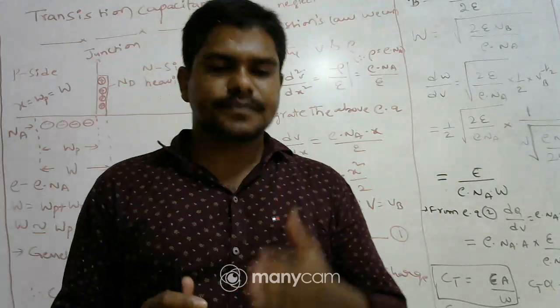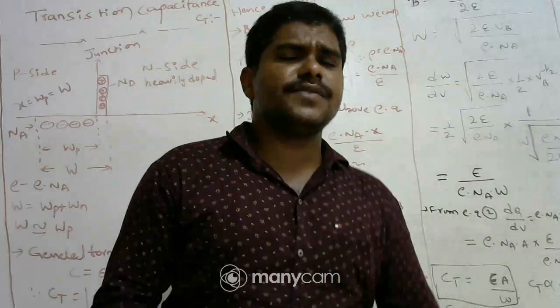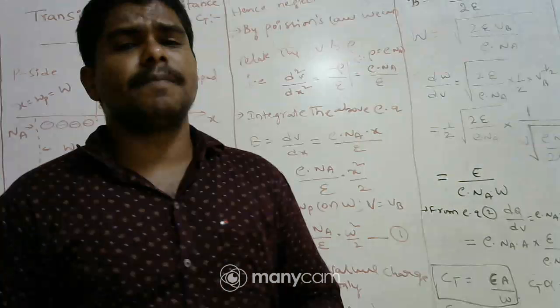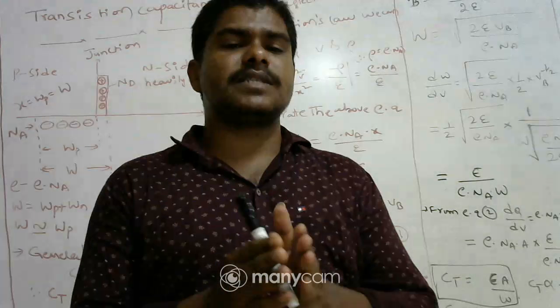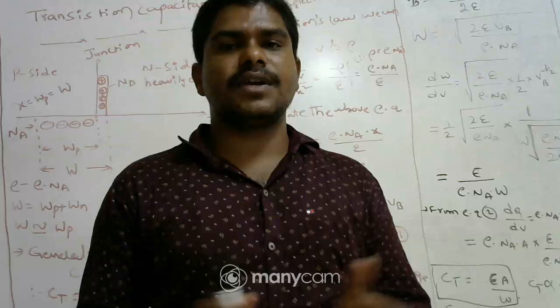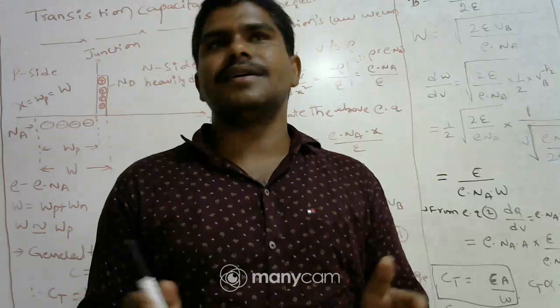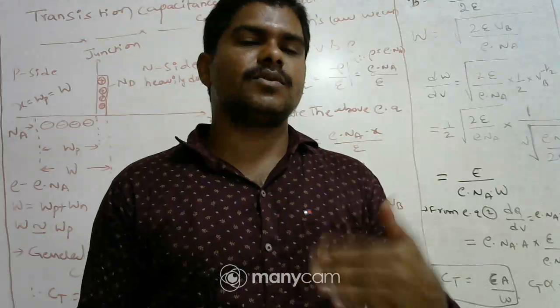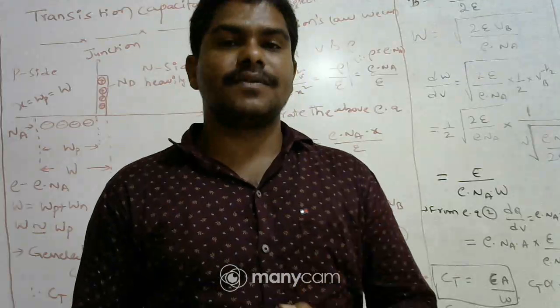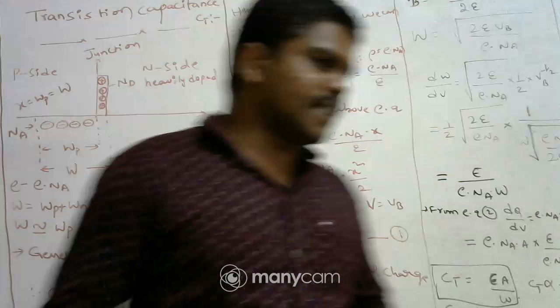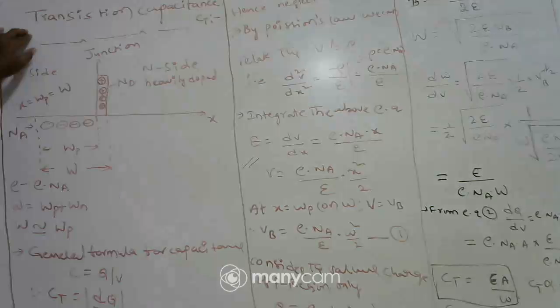If you see the diffusion capacitance with respect to applied voltage, how the capacitance increases and decreases when you apply a bias voltage. Reverse bias. If you see the topic transition capacitance.